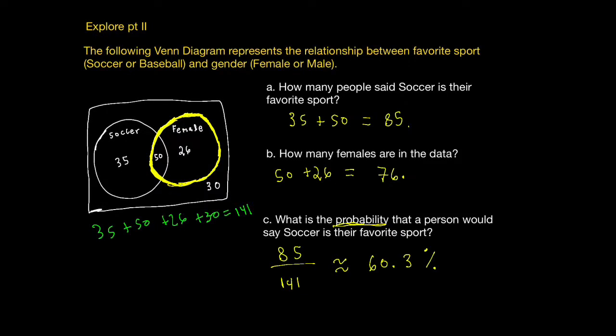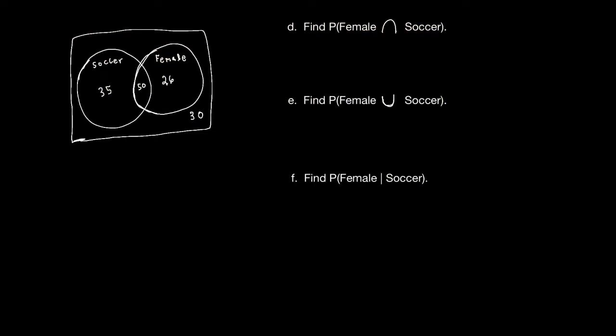Let's move on to the other questions. So now here we have the probability of female and soccer. And basically means the intersection. My intersection is right there. So we have 50 divided by 141. 141 is the sample space, so if we plug this in, we get a total of approximately 35.5%.